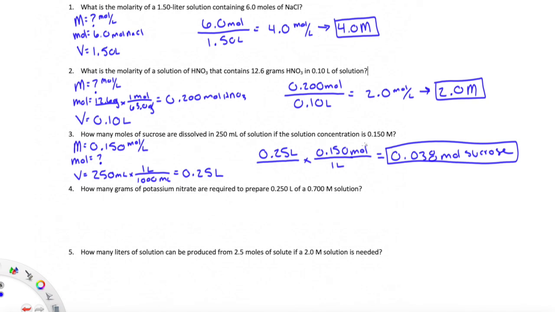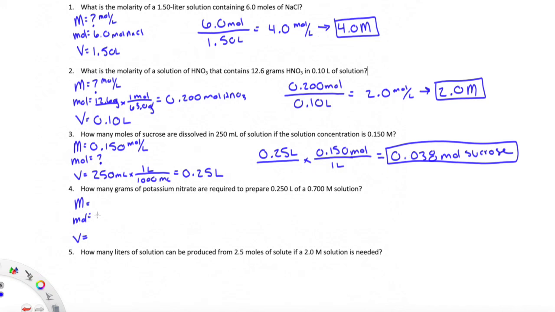Okay, so now let's go ahead and go down to this one. Again, I'm going to start with molarity, moles, and volume. All right, and this problem says how many grams of potassium nitrate are required to prepare 0.250 liters of a 0.700 molar solution. All right, so here it's asking for grams, and the one unit that's closest to grams here is going to be our mole.